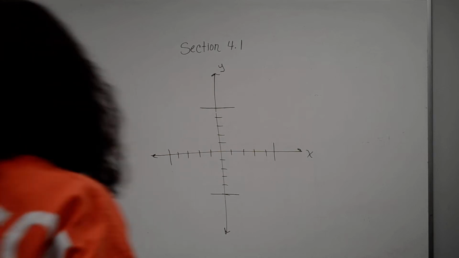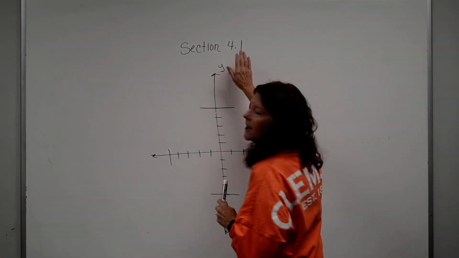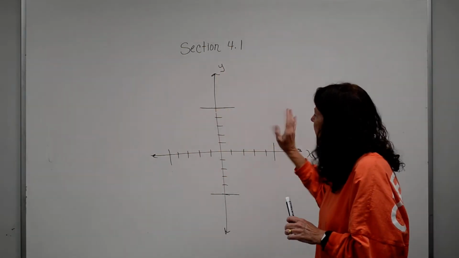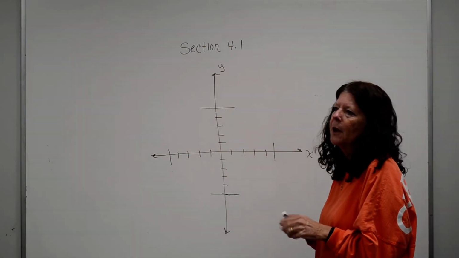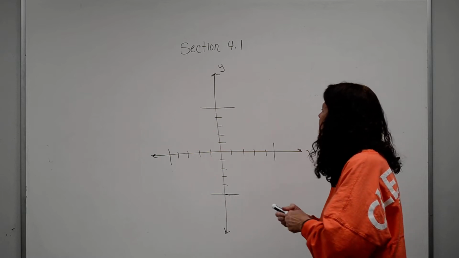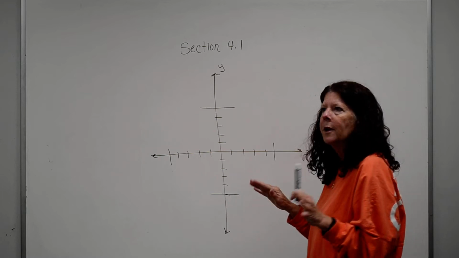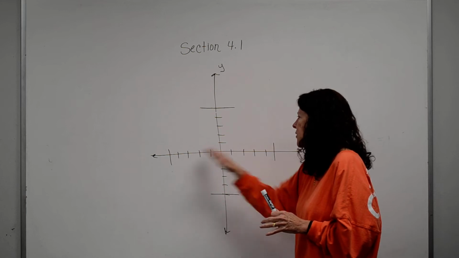All right, we're going to go ahead and go over the material for section 4.1. It is all about our Cartesian coordinate plane that you guys probably have done before. Basically, a coordinate plane is the intersection of two number lines.